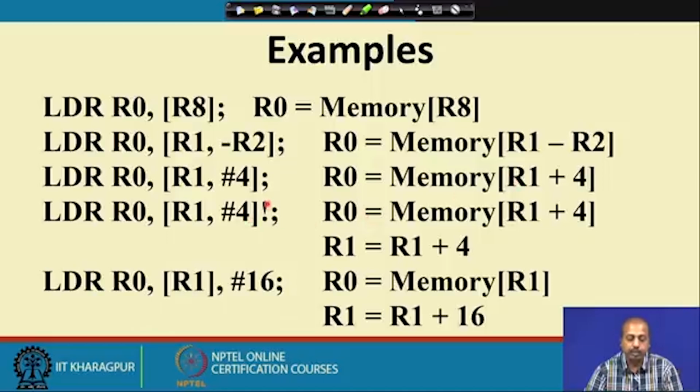Then we can have this exclamation mark, which identifies it as increment. R0 gets the content of memory location R1 plus 4, and simultaneously R1 will be incremented by 4. Then there is post increment mode: LDR R0, [R1], #16 is another way of writing this. Here R0 gets the content of memory location R1, after that R1 is incremented by 16. So, these are the different instruction formats available in ARM for the LDR instruction.